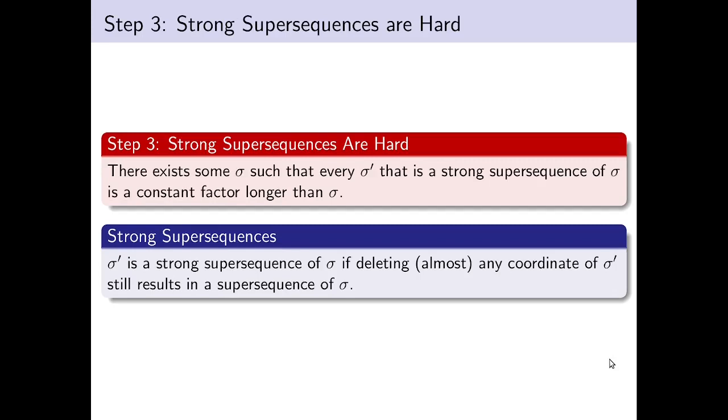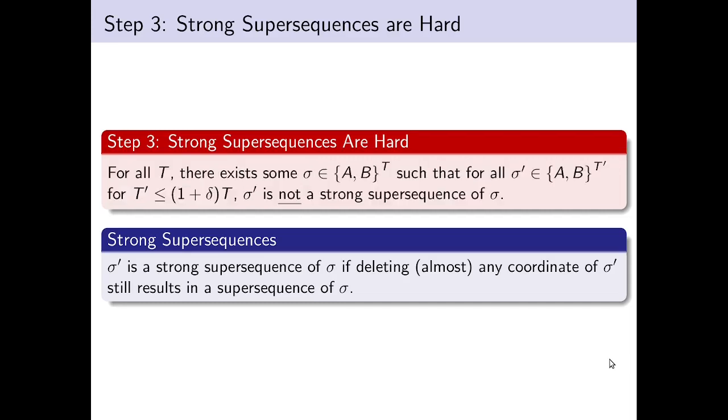Now, as a reminder, what we want to show is that there exists some sigma such that all sigma prime, which are a strong supersequence of sigma, are at least a constant factor longer than it. In order to show this, let's first formalize this a bit more. What we really want to show is that for all lengths t, there exists some sigma of length t, such that any sigma prime of length at most 1 plus delta times t is not a strong supersequence of sigma. By the converse, this will automatically prove that all strong supersequences are at least a constant factor longer than it.